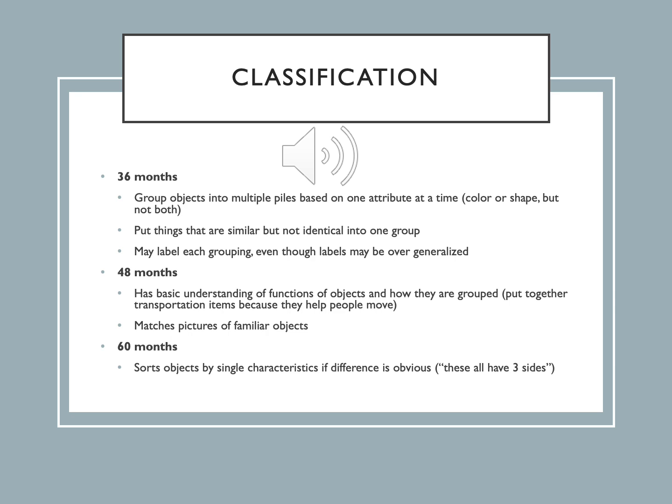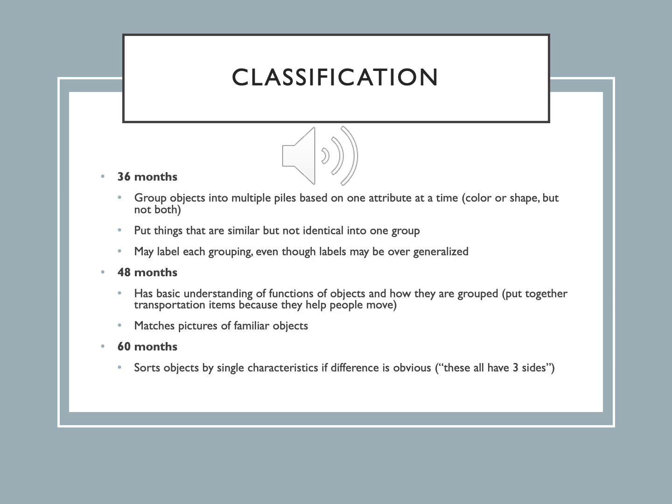So they might be putting together transportation items because they help people to move. They recognize that a bus helps somebody to move, and a wagon helps somebody to move, and a bike helps somebody to move. And so these are transportation objects because they help somebody to move. And they start to also match pictures of familiar objects together.